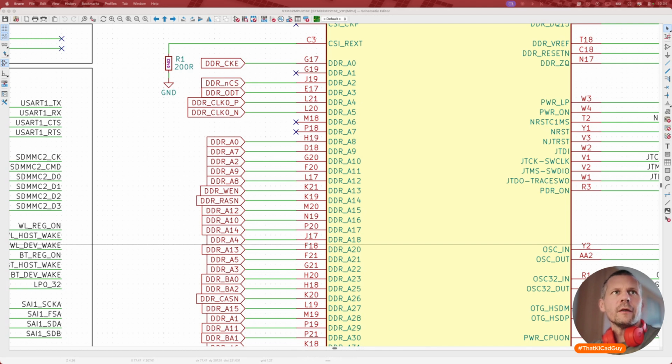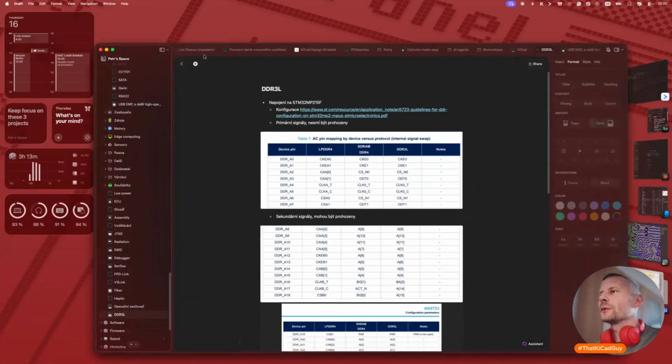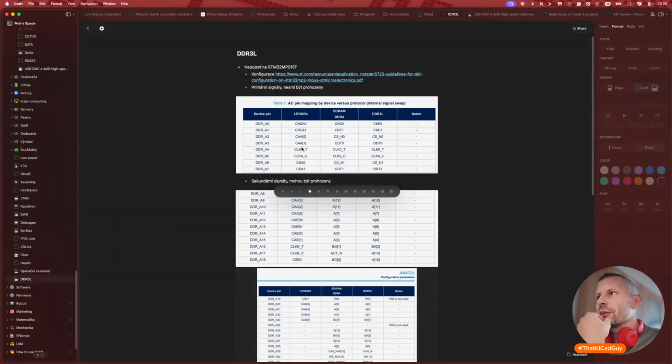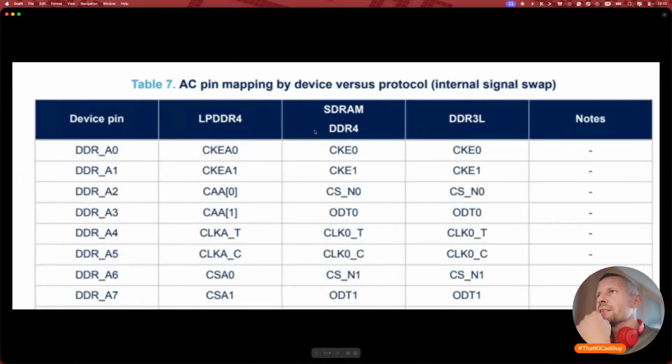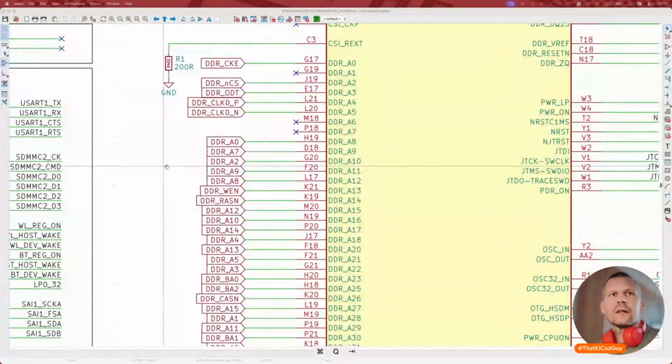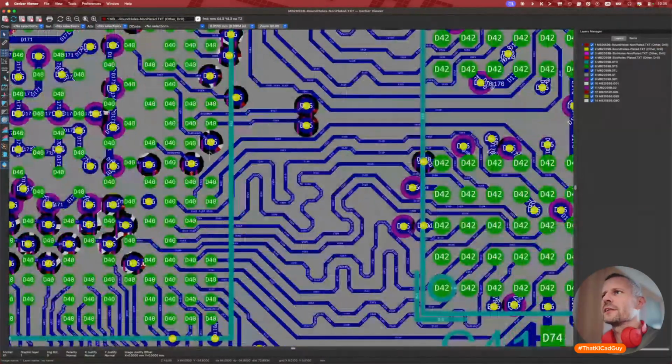Yeah, I apologize, the note is in Czech, but you will understand the picture here. There are AC, it means address control, pin mapping, that can't be swapped. And you can see that for the DDR3L, no, they use the same clock signals. Basically, no, they don't. Yeah, they do. So why can't I navigate? I can't find the clock signals here.